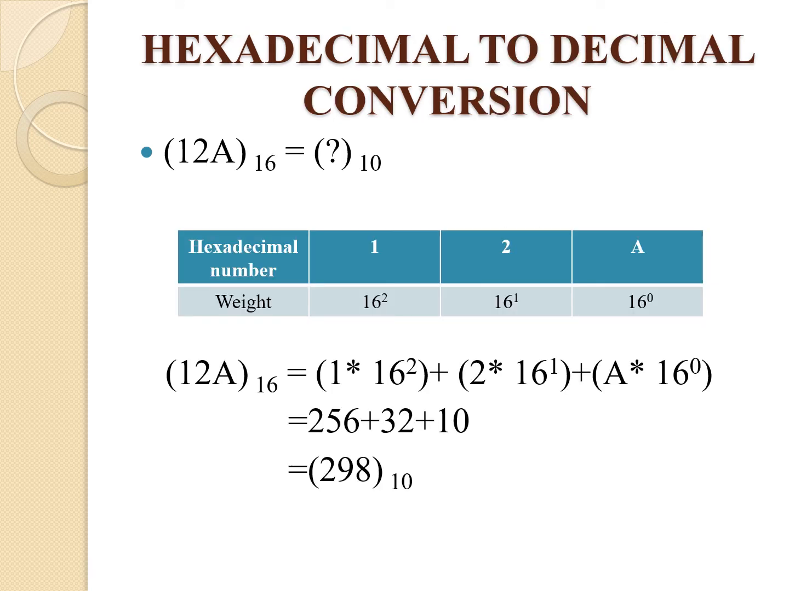Now hexadecimal to decimal conversion. Suppose we have a number 12A in hexadecimal. What is the decimal equivalent of it? Write down the hexadecimal number and then write down the weights. As we have seen already, take each digit, multiply it with the corresponding weight and then do the addition. So as given in the example, 12A in hexadecimal is equal to 298 in decimal.